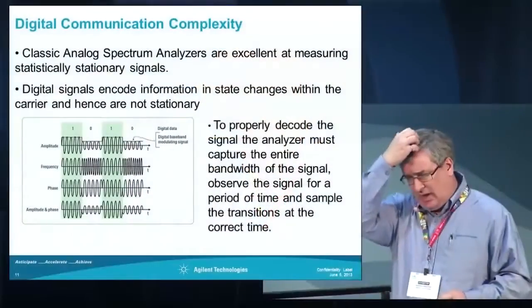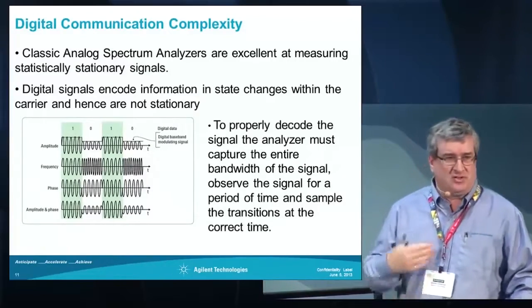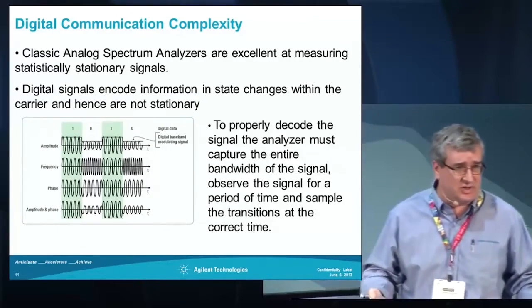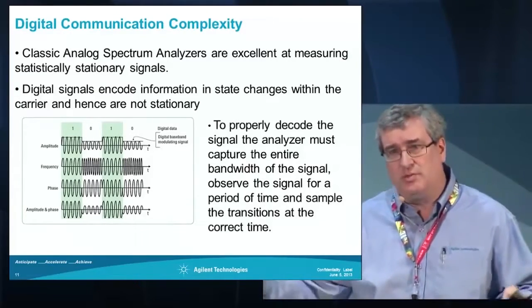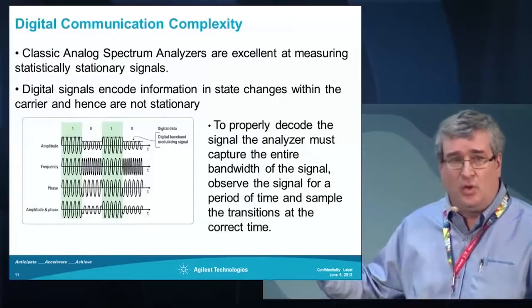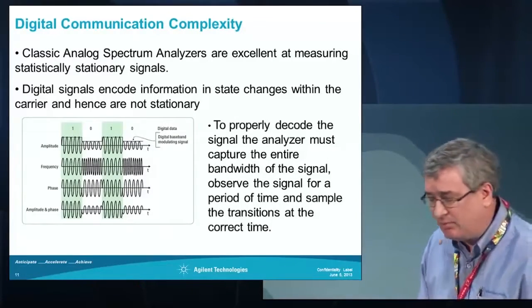Well, the classic analog spectrum analyzer does a very good job of measuring signals that are stationary, and I mean stationary in the statistical sense. In other words, they change slowly with respect to the observation interval. So when we're sweeping through the signal, we'll capture all the information. If we miss it, we could sweep through it and get it again. It's not a big problem.